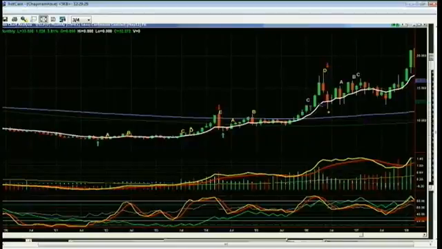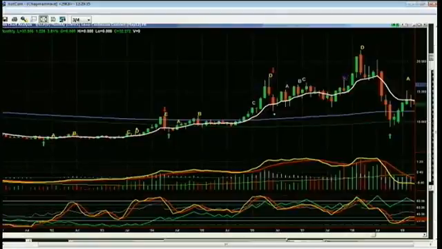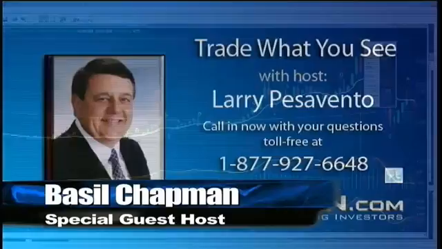Then it pulls back, and what does it do? Lo and behold, it breaks out and goes to a D, and then it goes to an E in March of 2008. This is getting interesting.